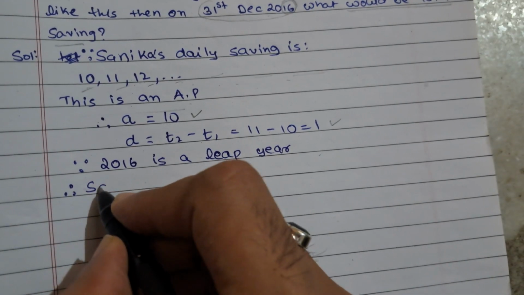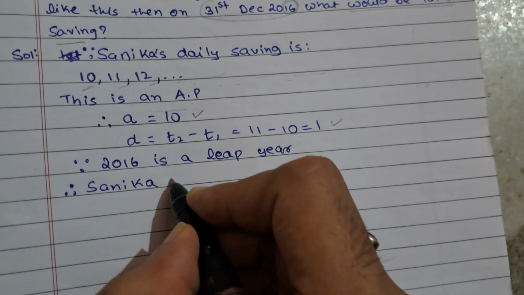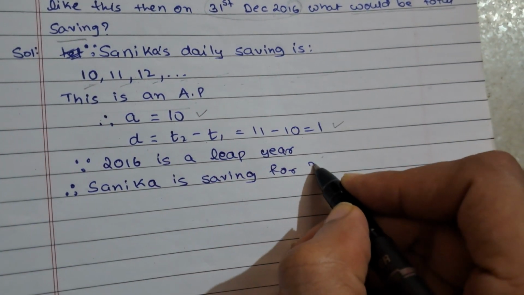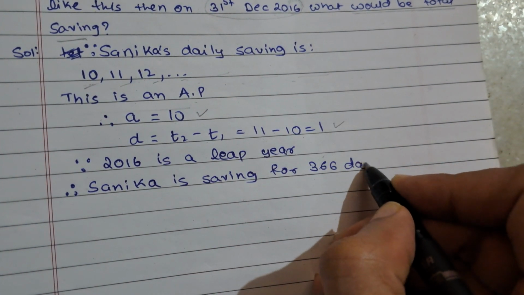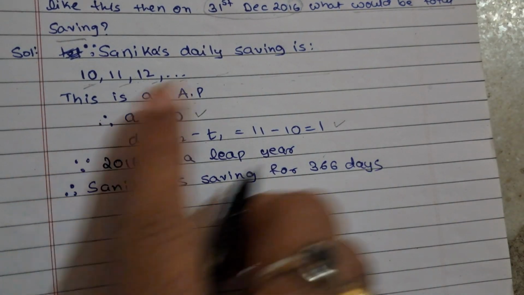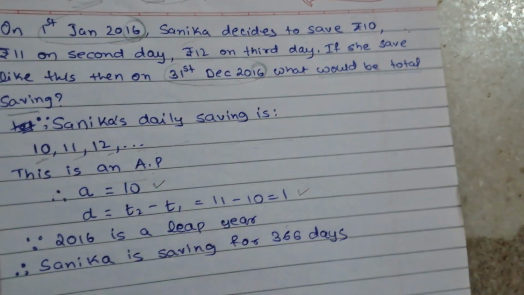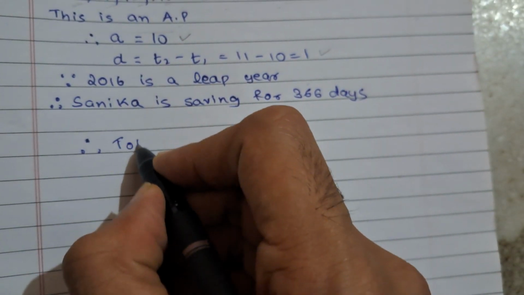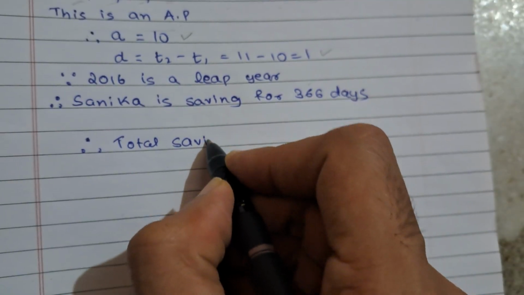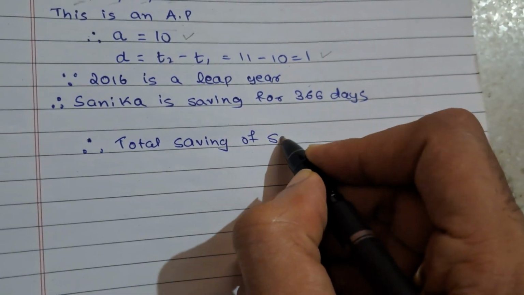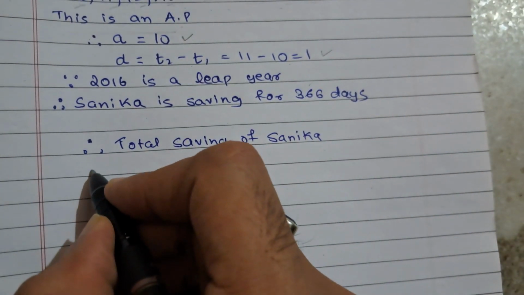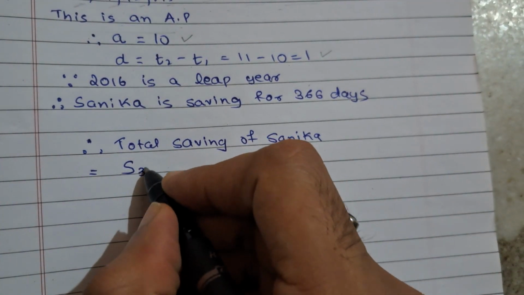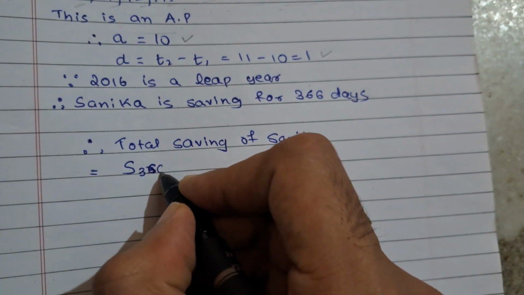therefore, Sanika is saving for 366 days. And what is my ultimate aim over here? To find the sum of all her savings, her total saving. Therefore, the total saving of Sanika is nothing else but the sum of all those numbers. The sum of how many numbers do we have to find? The sum of 366 numbers.